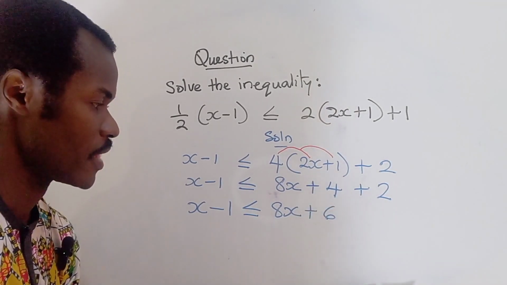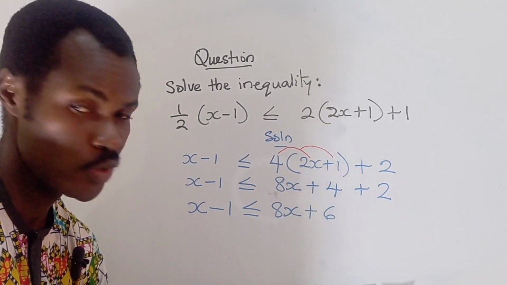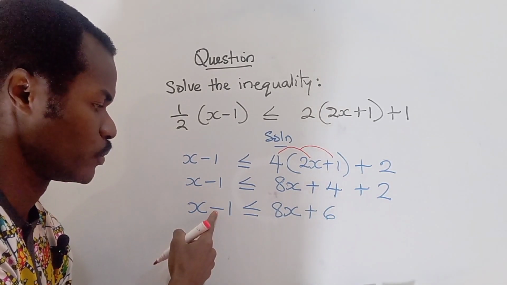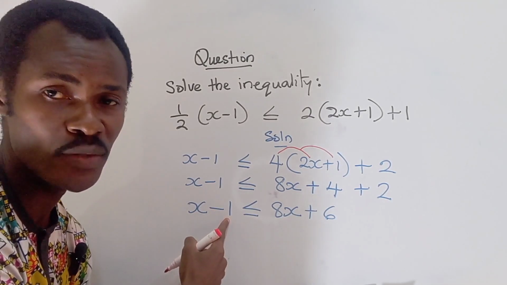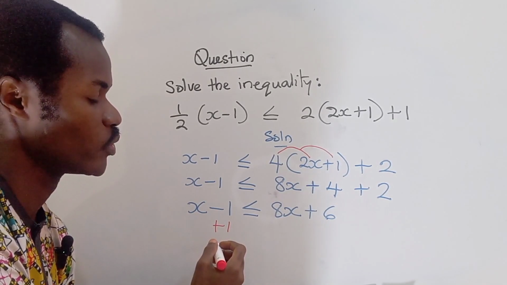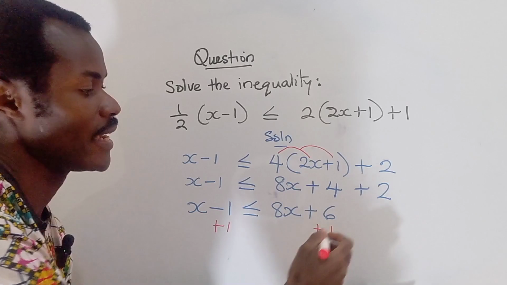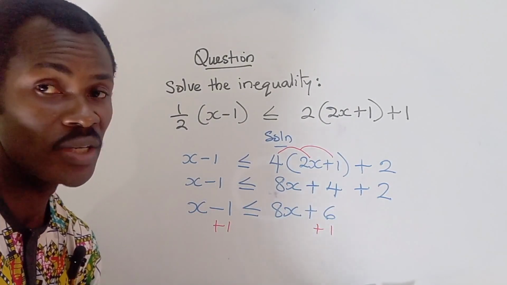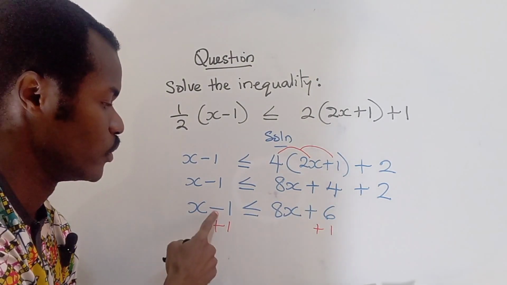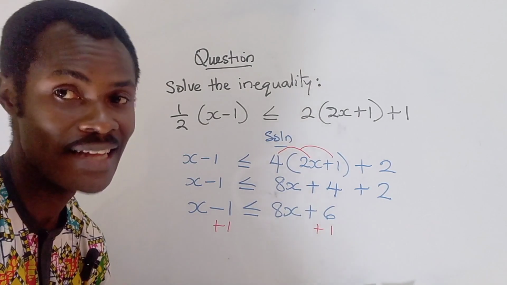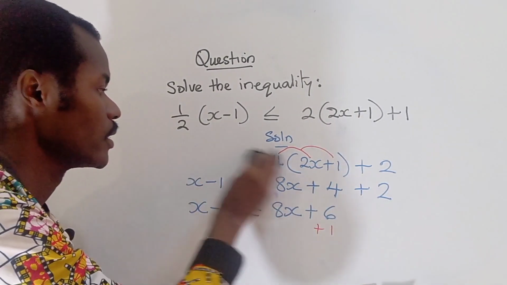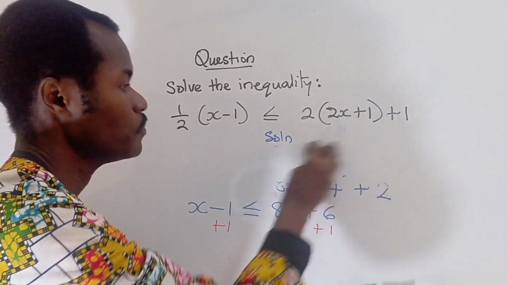Now at this point, what do we do? Now I can remove minus 1 from this side by adding 1, and I'm also going to add 1 to this side. All right, so let's eliminate the minus 1, because 1 and 6 are like terms, so I want to keep them on the right hand side. So let's do that and see.